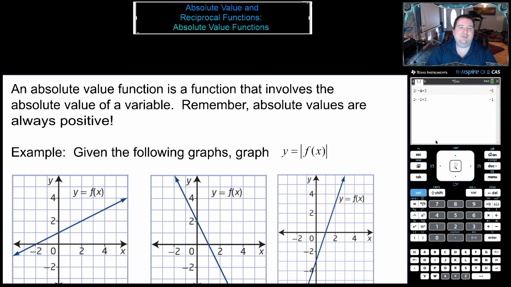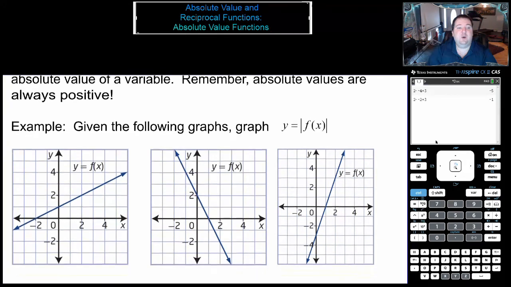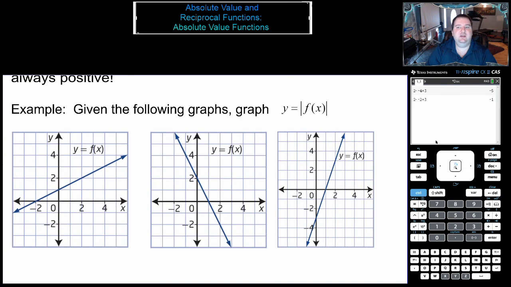So when you do the absolute value of your original function, you should never have negative y values. Let's take a look at these graphs. We have a bunch of different lines here, and these lines are for different f of x values. Now, we don't know what those are, right? I mean, we could probably find it pretty quickly.